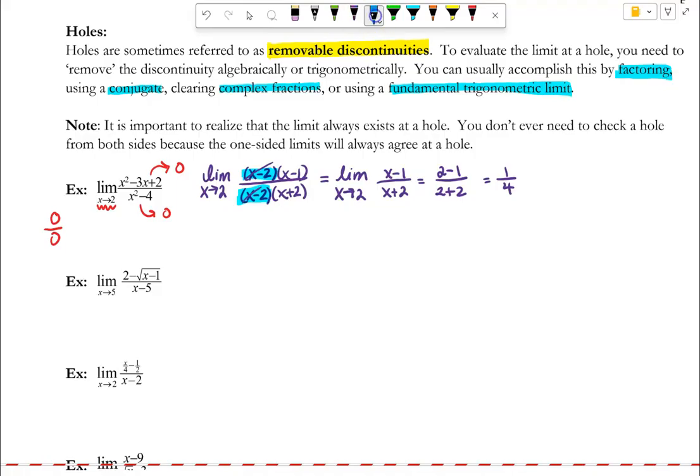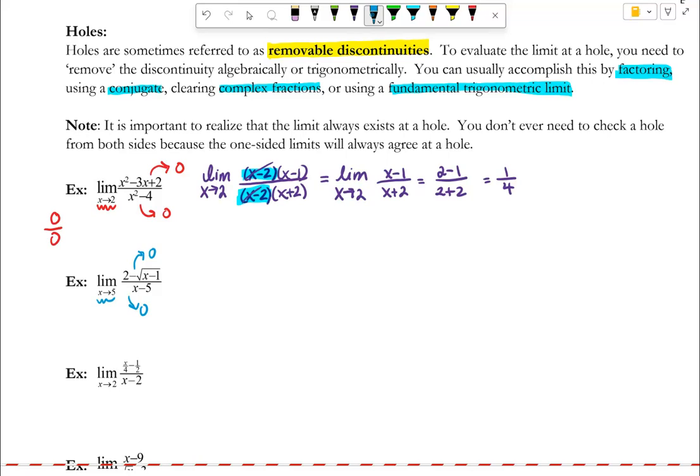All right, let's look at the next example. So again, when I go to evaluate this limit, I'm substituting 5 for x, and as I check my numerator, 2 minus the square root of 5 minus 1 is 2 minus 2. So that becomes 0. 5 minus 5 is 0. So again, that's how I know that there's a hole. If I don't plug in the 5, I'm not going to know that there's a hole.